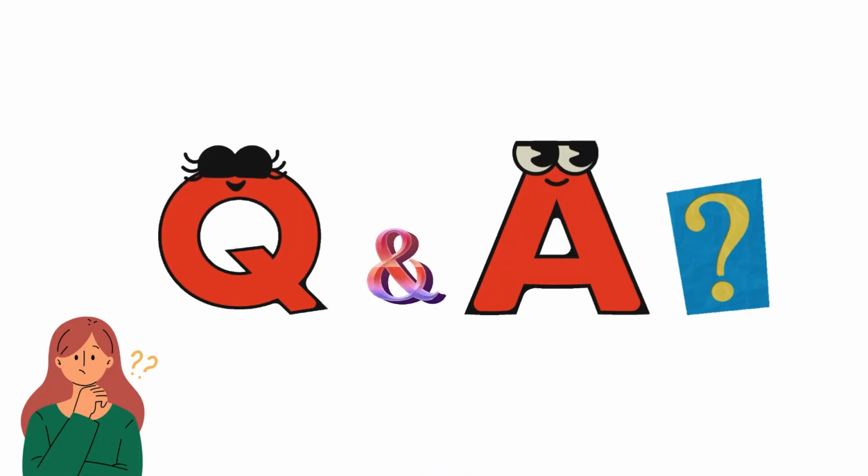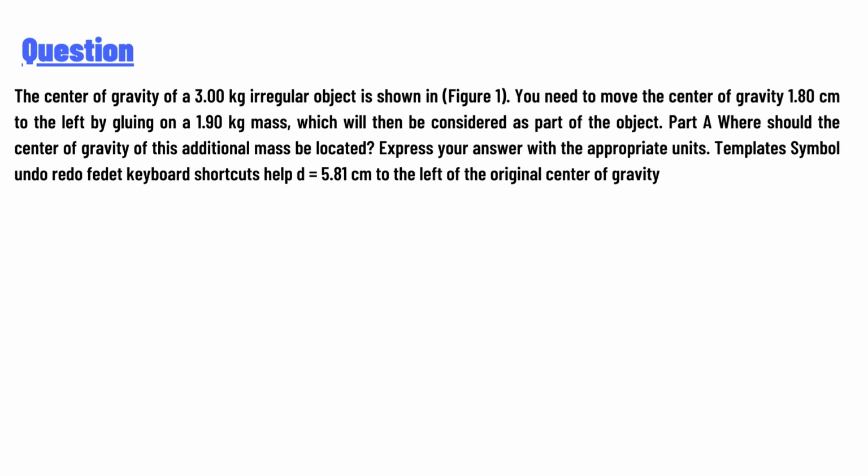So our today's question is: the center of gravity of a 3.0 kilogram irregular object is shown in figure 1. You need to move the center of gravity 1.80 centimeters to the left by gluing on a 1.90 kilogram mass, which will then be considered part of the object. Part A: where should the center of gravity of this additional mass be located? Express your answer with the appropriate unit. The hint says it should be 5.1 centimeters to the left of the original center of gravity.